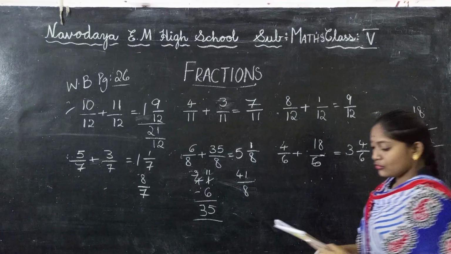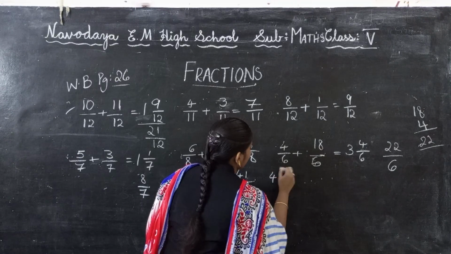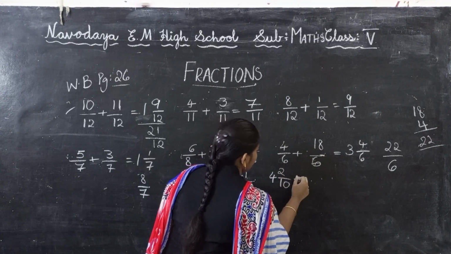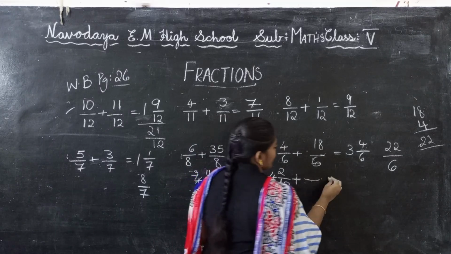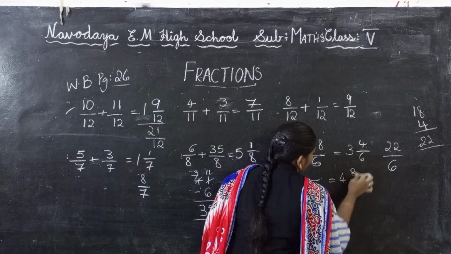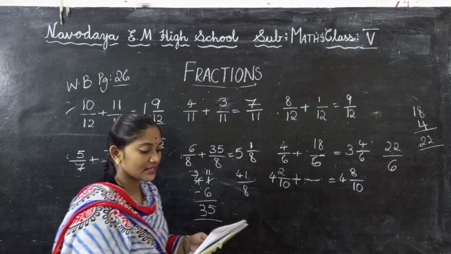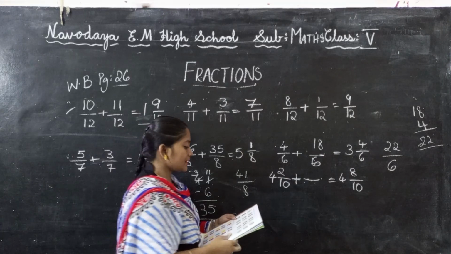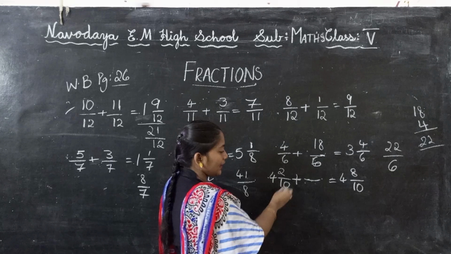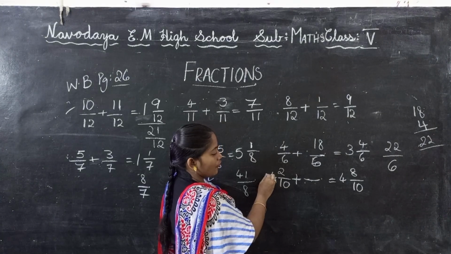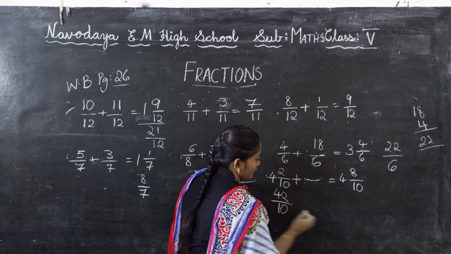Next one. 4 2 by 10 plus, and the answer is 4 8 upon 10. 4 8 upon 10 is in the form of mixed fraction. 10 fours are 40. If I multiply, 10 fours are 40 plus 2, it's 42 upon 10.